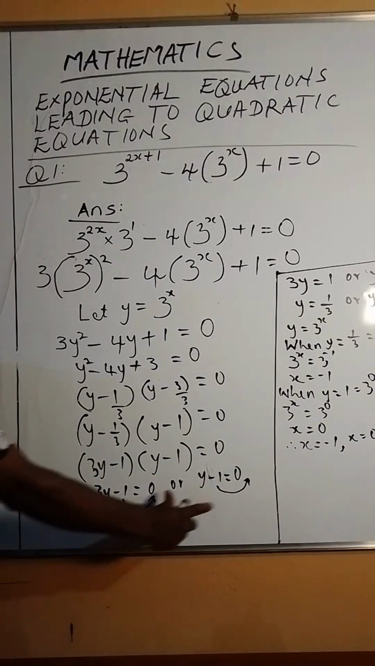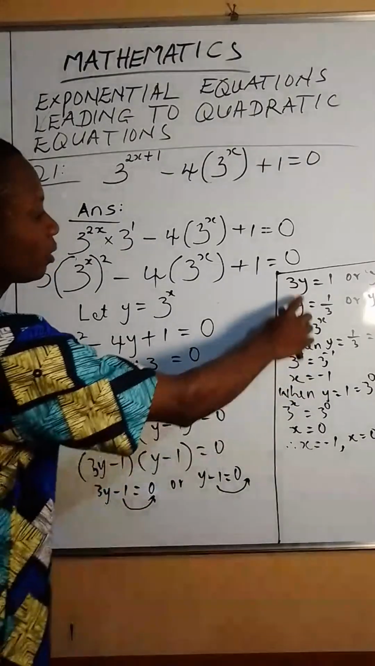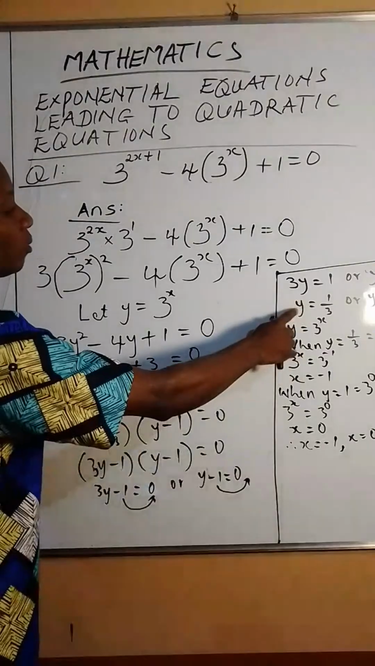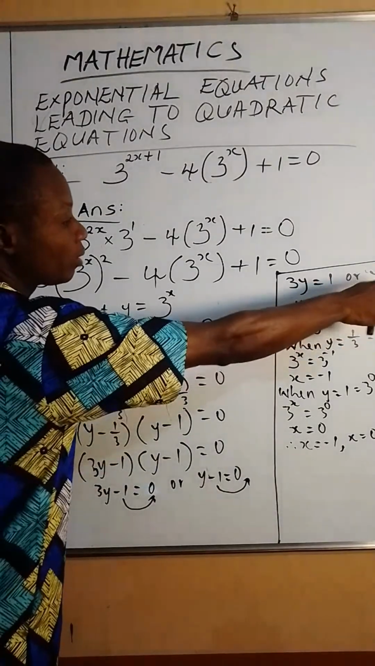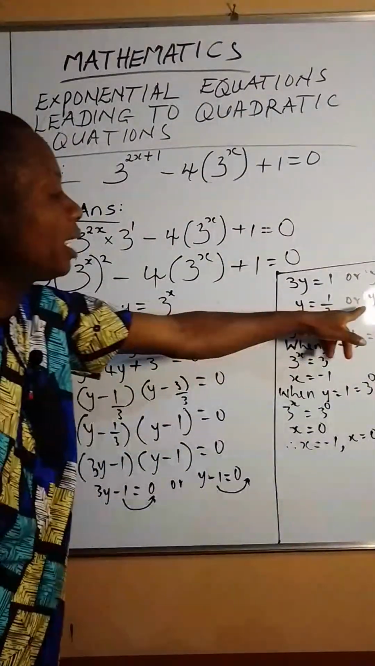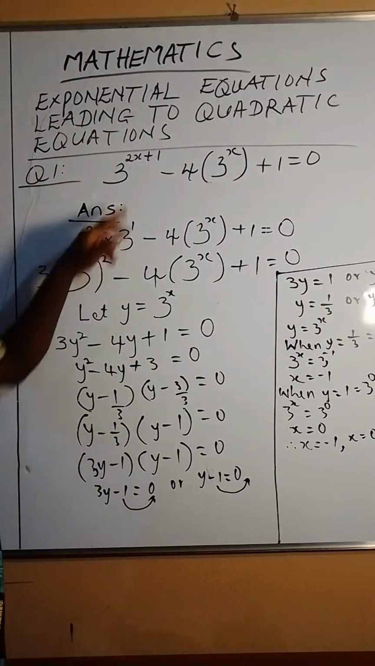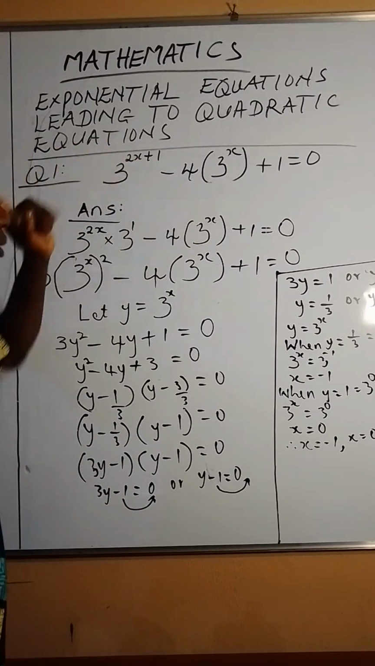So that was what we did here. Then transfer the minus 1 here and minus 1 here, and it becomes 3y equals 1, or y equals 1. Then y is equal to 1 divided by 3, or y equals 1. All right? Now, these are the values for y. But remember, in the original equation, we are actually told to find x and not y.